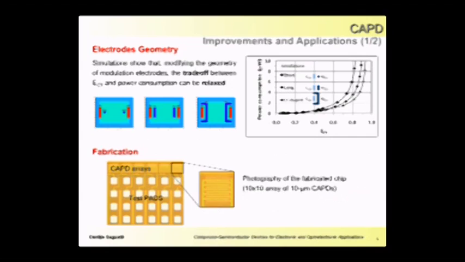We studied also the electrode geometry, actually the modulation electrode geometry. As you can see from the third picture, if you design and fabricate electrodes as a U shape around the collection electrode, at a defined power consumption, you can get a higher charge transfer efficiency thanks to the more efficient electric field which is generated by the two modulation electrodes. This is a photograph of the fabricated chip.